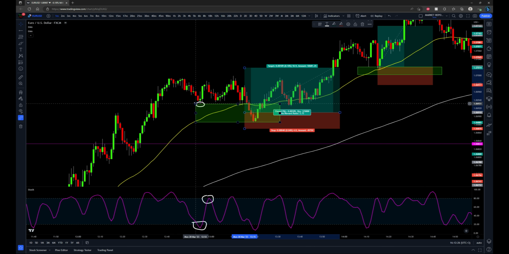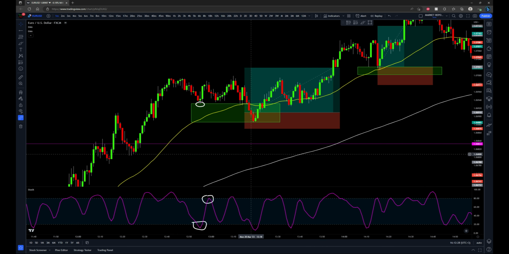But these precise entries are possible. This one's not as precise as a lot of the other examples though. But we do see this coming down here with a pretty small move where you can get in and then have a good risk to reward ratio to look for continuation up.